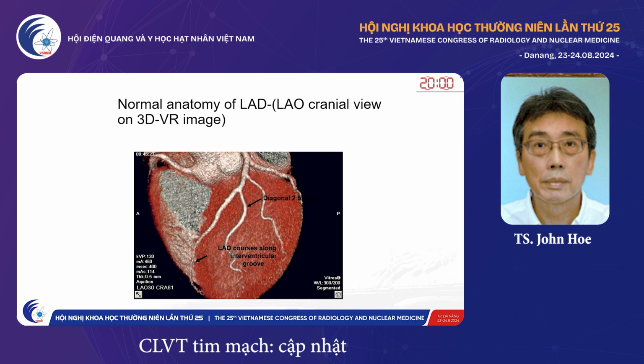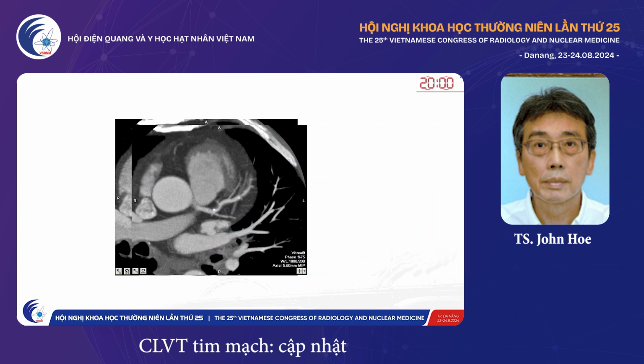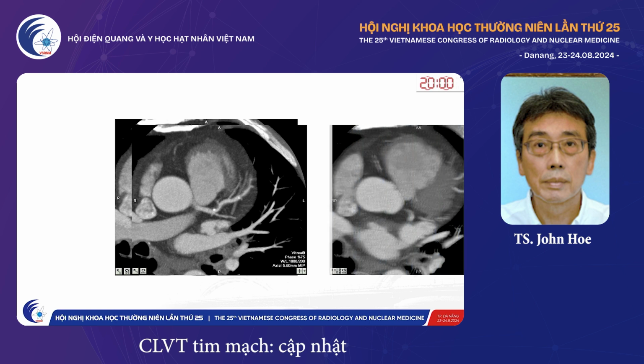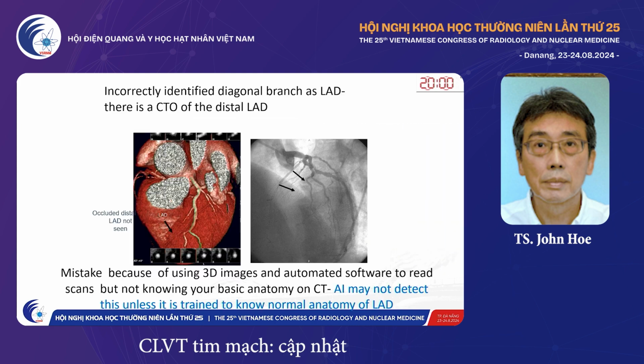The normal anatomy of the LAD is it always goes in the intraventricular groove and should be here. Anything out here laterally situated is the diagonal branch. So let's just go back. Here's the LAD, and then you don't see it. There's no contrast there, and what you're seeing there is the diagonal branch. So what's happened is the software has tracked up this wrong vessel, okay? And there's actually an occlusion of the distal LAD.